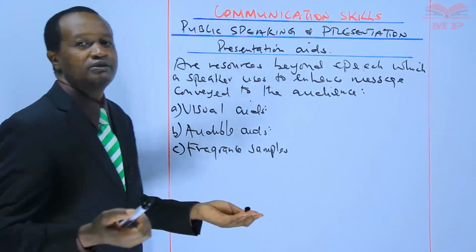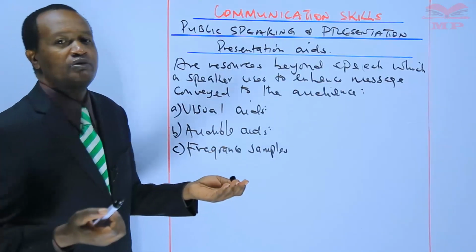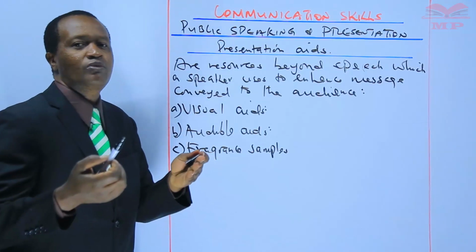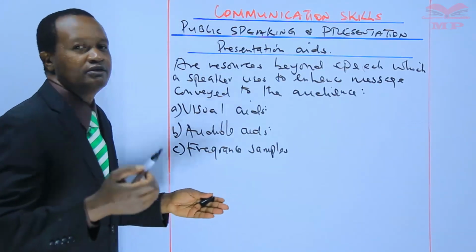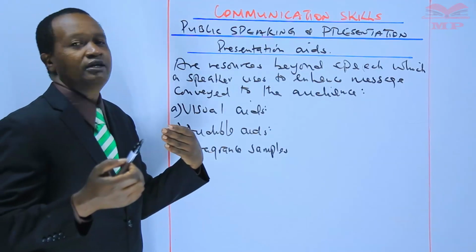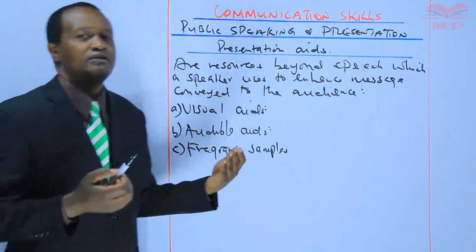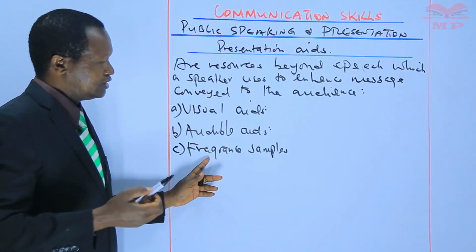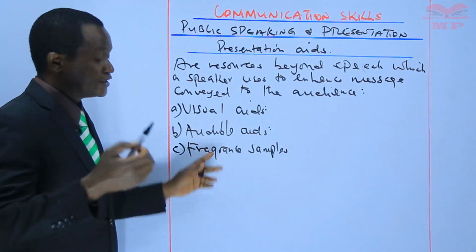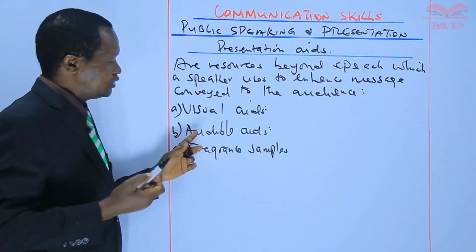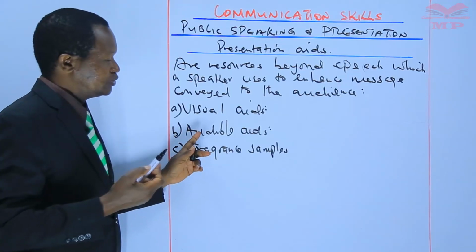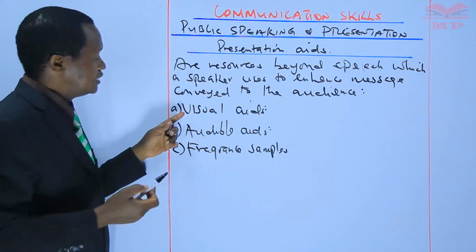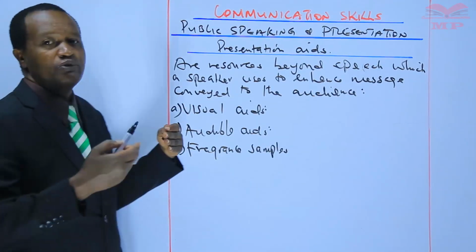So a speaker may use aids like food samples, or things like what we call gustatory, which appeals to the sense of taste and so on. So we've seen here, fragrance samples appeal to the sense of smell. The speaker may use audible aids, which appeal to the sense of hearing. Then there are visual aids, which appeal to the sense of seeing.